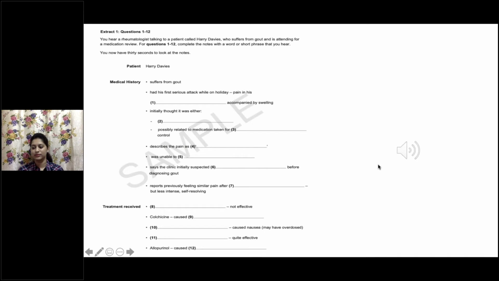And it would go away after a couple of days. But this pain's much worse, and it comes even when I've been resting. I've had it quite a few times since my first attack. Right. So, what have you been taking to deal with the pain?